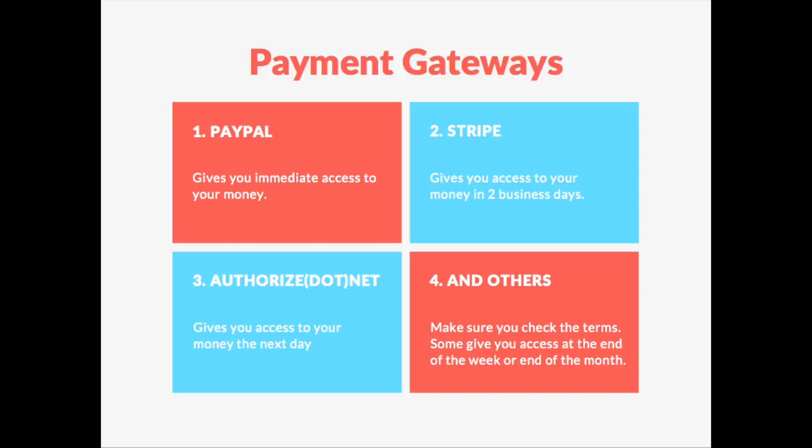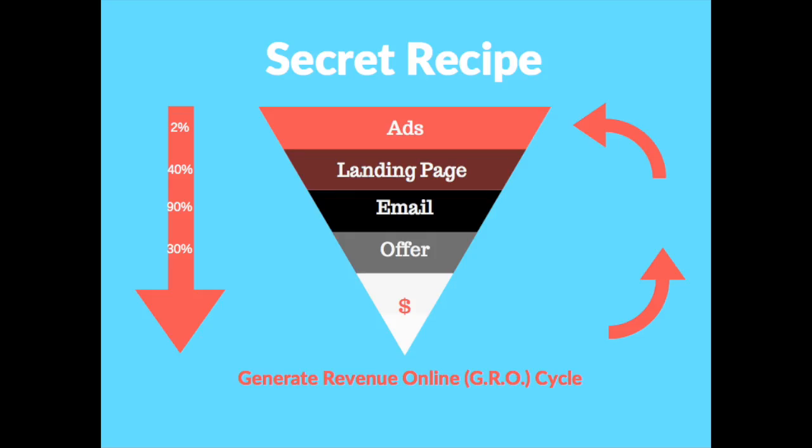But based on your payment gateway, if someone pays you, you can get access to the money to pay for another ad immediately with PayPal or the next day with Stripe. So let's be conservative and say, okay, I get access to all the money that I generated from one ad every day. Let's see an example, see what that would look like. So the secret recipe. Pay for an ad, it goes to the landing page, you get the email, you send the offer, and you pitch them the product, and then you take the money and you put it back in. That's exactly what we talked about.